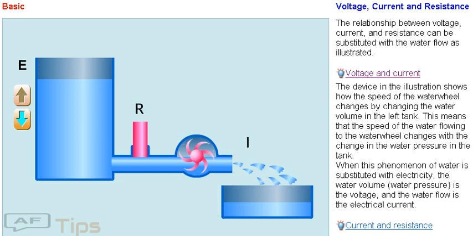water volume in the left tank. This means that the speed of the water flowing to the water wheel changes with the change in the water pressure in the tank. When this phenomenon of water is substituted with electricity, the water volume, water pressure, is the voltage, and the water flow is the electrical current.